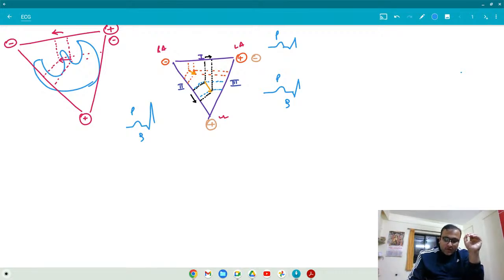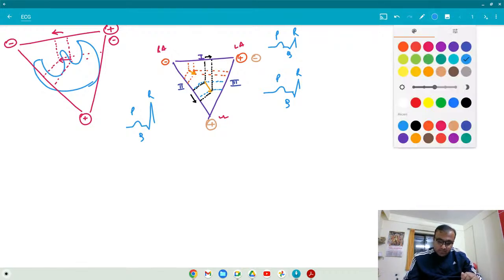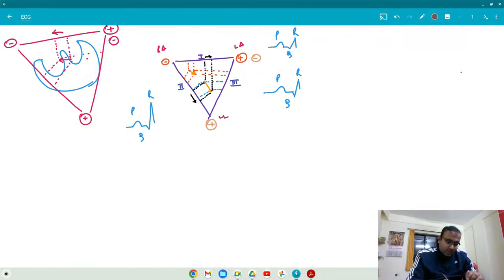Now think. Let's talk about the next part, that is basal depolarization, three phase, right? This one is the R wave. So tell me about the S wave. What is the direction of basal depolarization? The basal depolarization was happening over here, in the left picture.